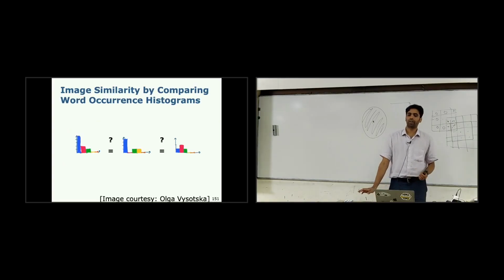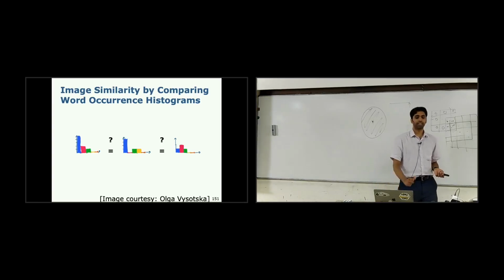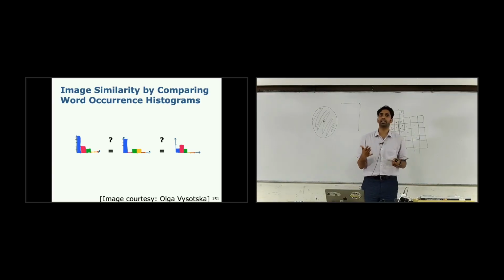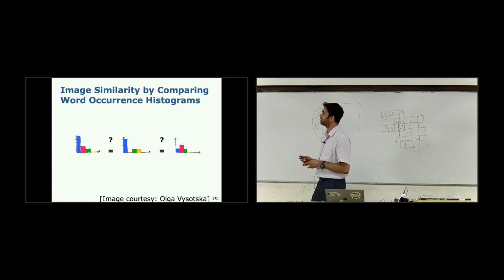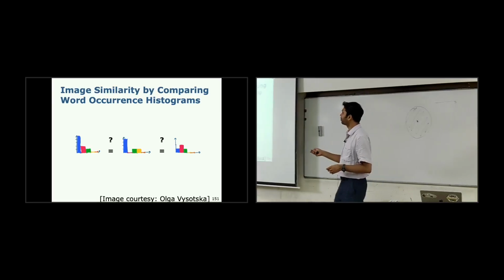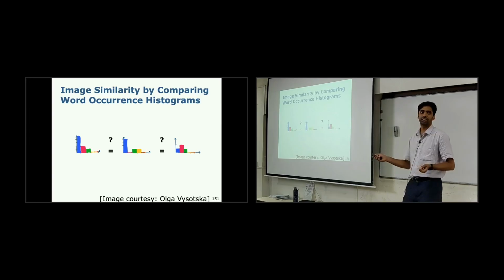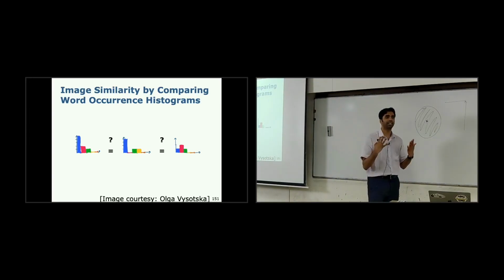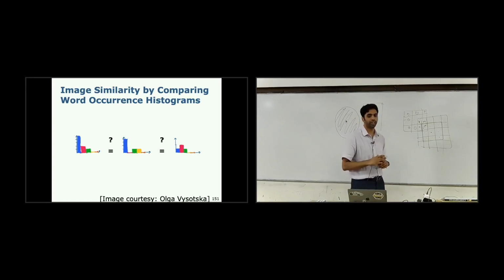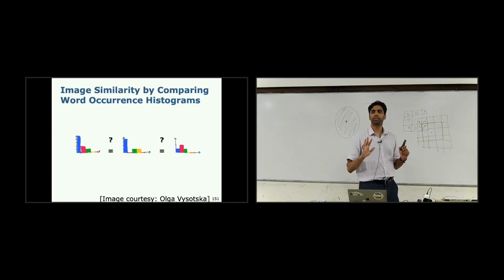So now it all comes back to the following question. Since we have converted all of our images into histograms, how do I know if these two histograms are close to each other, or these two histograms are close to each other? What's a way of measuring similarity between histograms? Any guesses here? What would be the ways to measure distances between two histograms?